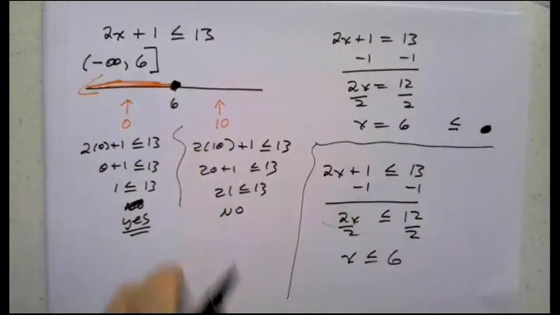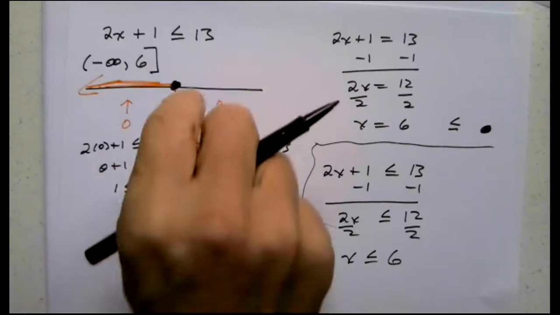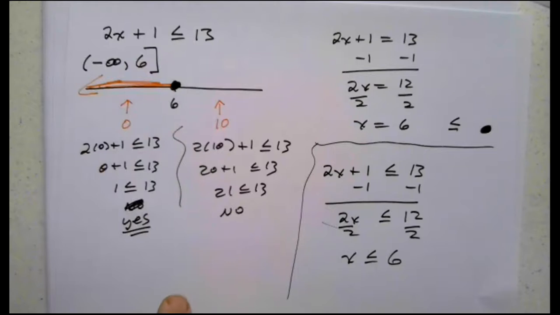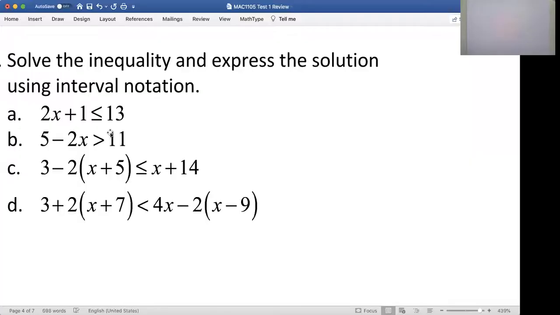I prefer the test point method for another reason, because when we take advanced courses in algebra, we do absolute value inequalities, we do polynomial inequalities, we do rational inequalities, and all of those techniques use some variation of testing points. So I think it's good to get used to that while we're doing these sorts of inequalities. What's our next example? We have 5 minus 2x greater than 11.